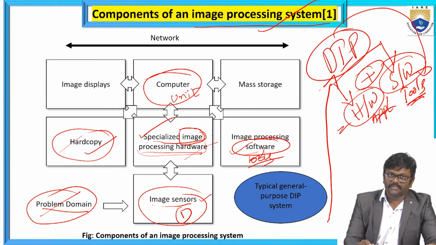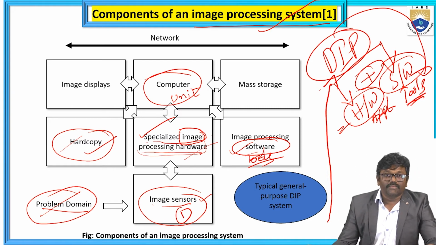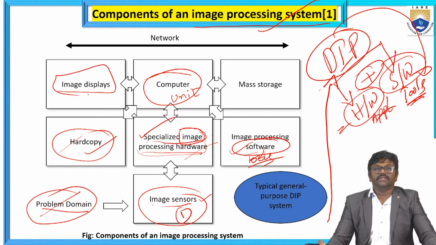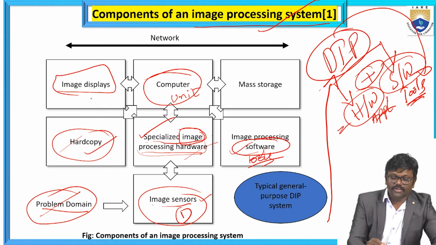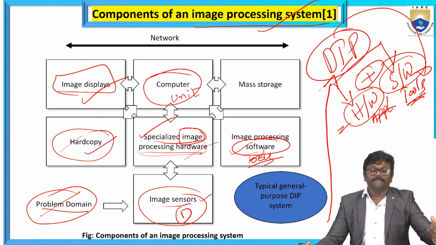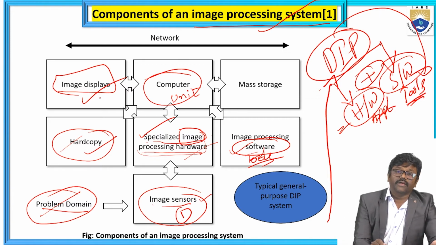Once we connect this computer unit to the specialized image processing hardware, the processed information needs to be displayed. How can it be displayed? As you know, one component we use is image displays, which is the monitor. We are going to discuss it in detail as one of the components of our image processing system. Image display is also a component.